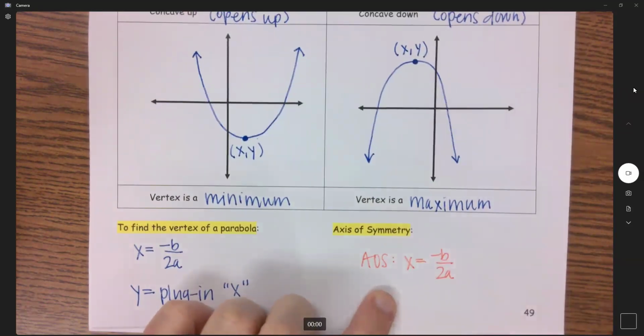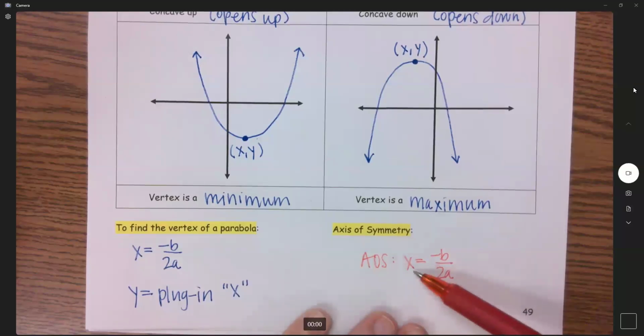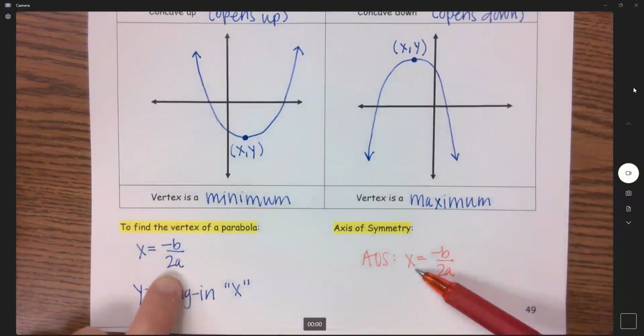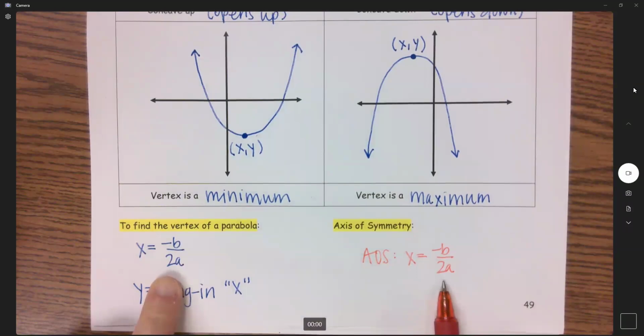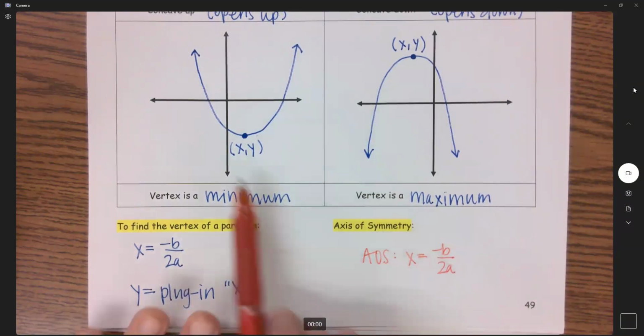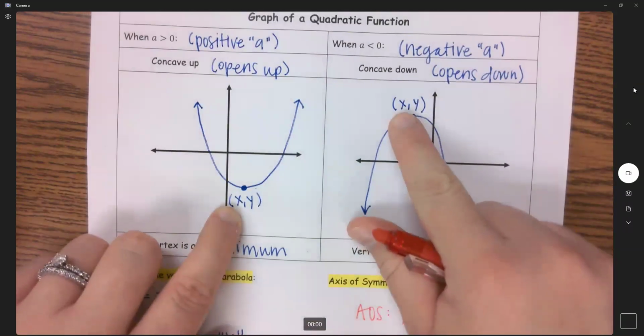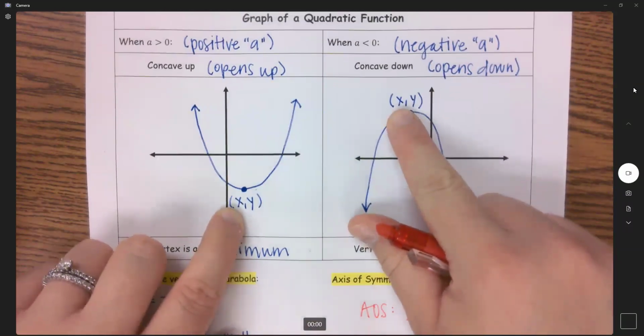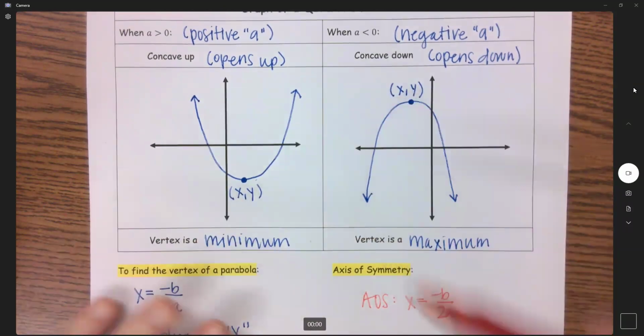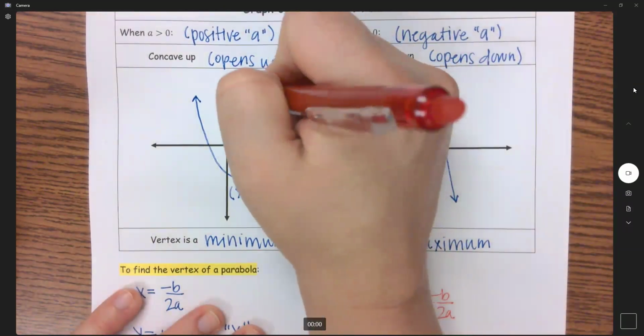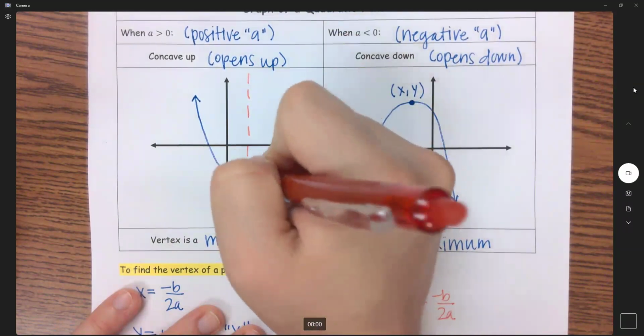Now with parabolas, we have something called the axis of symmetry. And your axis of symmetry is essentially your x coordinate. So notice that these are the same formulas. You don't need to find it twice. It's going to give you the same number. So whatever this x coordinate is will be your axis of symmetry. And your axis of symmetry will just go right through that vertex.